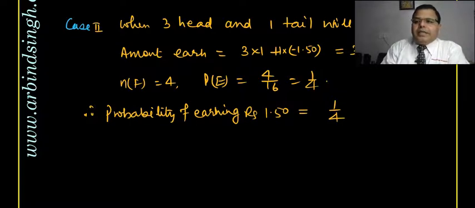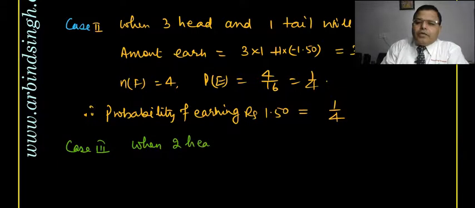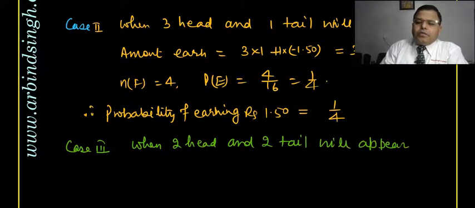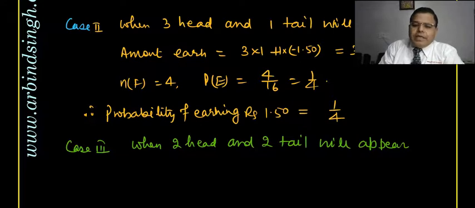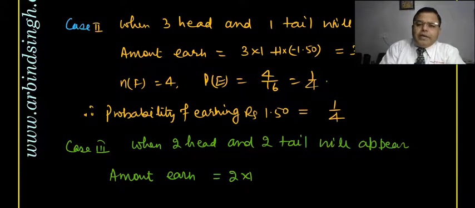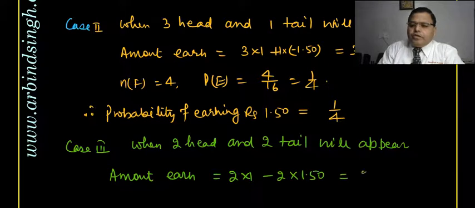Now case 3. When 2 heads and 2 tails will appear, two times head and two times tail will come. In that case, the amount earned will be 2 into 1 for 2 heads he will earn, while 2 into 1.50 he will lose. So total 2 minus 3, that is minus 1.